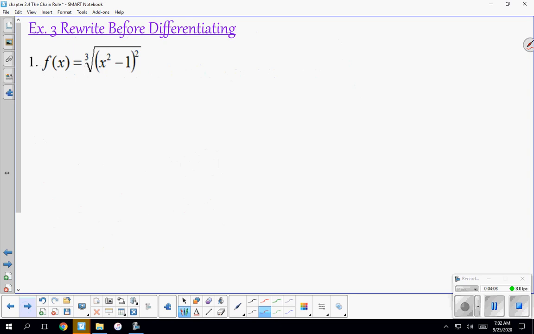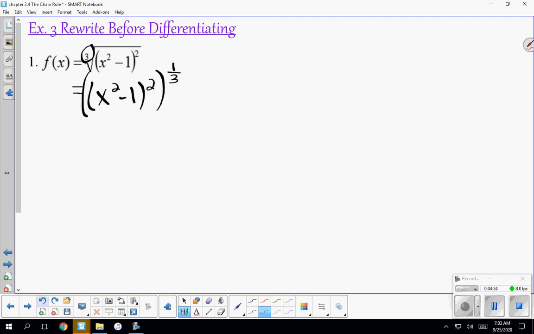So sometimes we do need to rewrite before differentiating. This guy right here would require the chain rule twice. We don't want to do that if we don't have to. So here we can rewrite this as x squared minus 1 squared all to the 1/3 power. And again, we still have the chain rule twice. We have this inner function inside the squared, and then this is also an inner function. So we want to avoid that if we can.